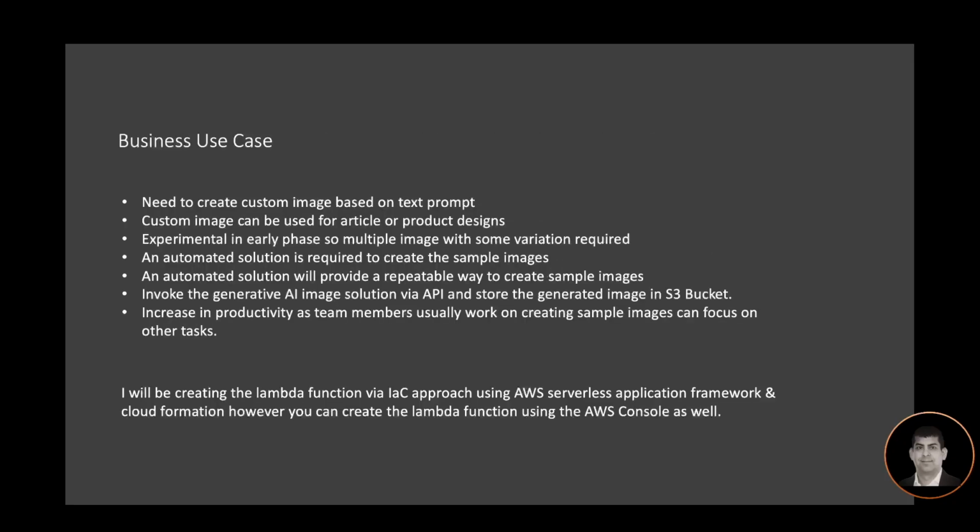Let's look at our business use case. Need to create custom images based on a text prompt. Custom images can be used for article or product designs. Experimental in early phase, so multiple images with some variation required. An automated solution is required to create the sample images. An automated solution will provide a repeatable way to create sample images. Invoke the generative AI image solution via API and store the generated image in an S3 bucket. Increase in productivity, as team members who usually work on creating sample images can focus on other tasks.